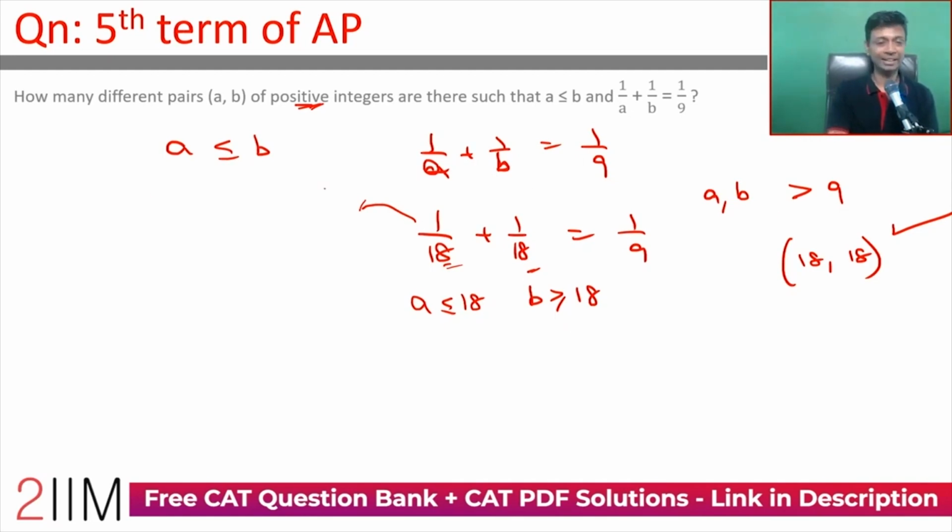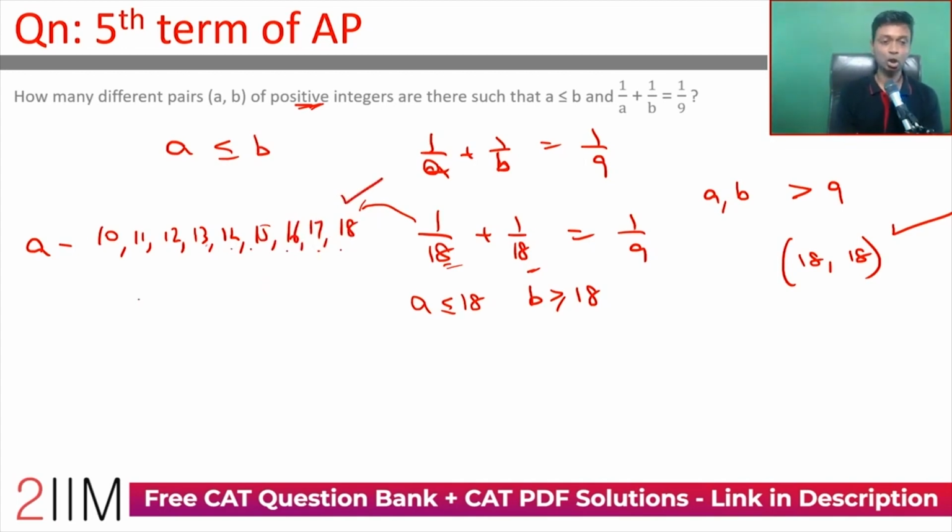A should be greater than 9, or A can take values 10, 11, 12, 13, 14, 15, 16, 17, 18. 2, 3, 4, 5, 6, 7, 8, 9 possibilities. Of this, 18 works. Now we can think of 1 by b as 1 by 9 minus 1 by a. So 1 by 9 minus 1 by any of this, wherever it will become a nice 1 by b, where b is an integer. We are through.